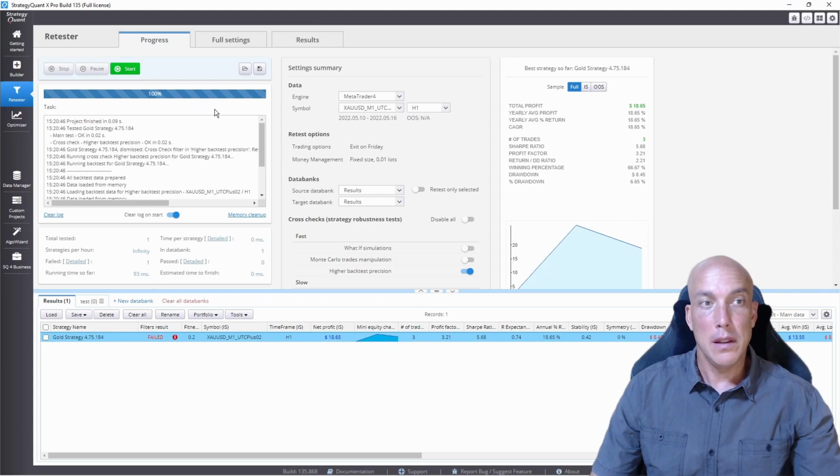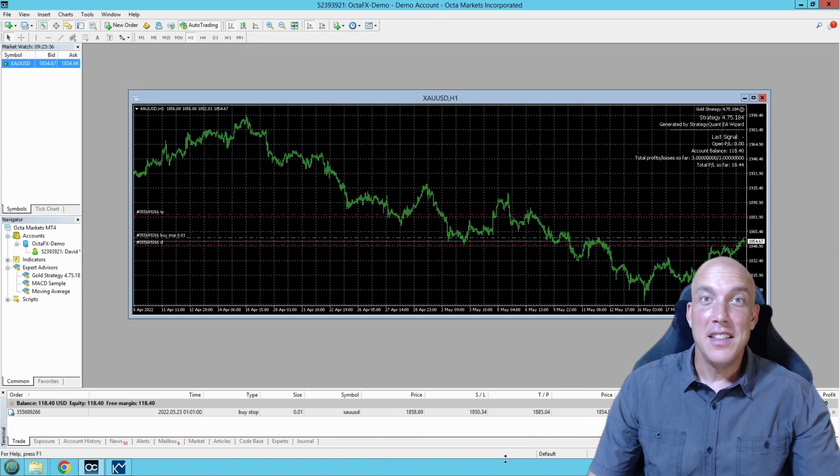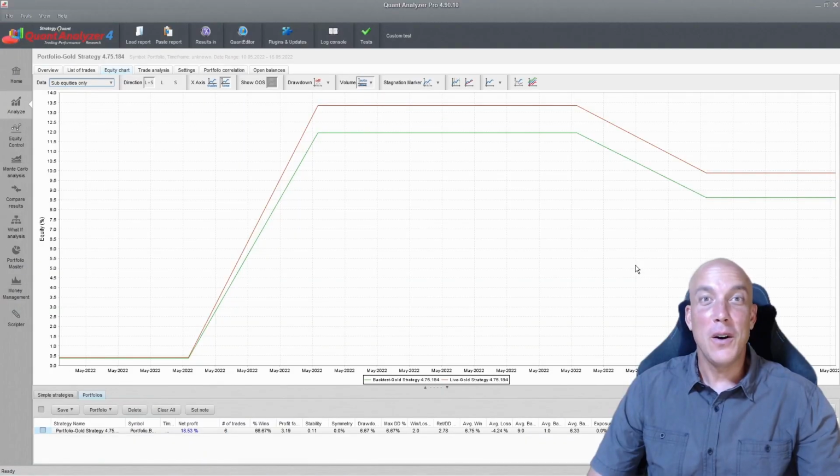and we can see here the profit is $18.65. The demo profit is $18.40. We can also use a tool that Strategy Quant offers called the Quant Analyzer 4.